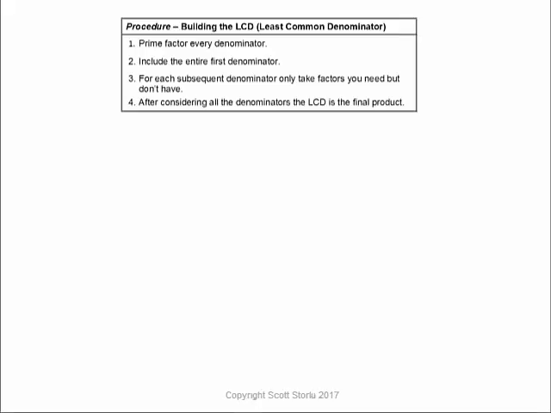Here are the steps for building a least common denominator. You have to prime factor every denominator, include the factors from the first denominator, and then for each subsequent denominator, only take factors you need but don't have already. After you consider all the denominators, you multiply the factors together, and that's your LCD.